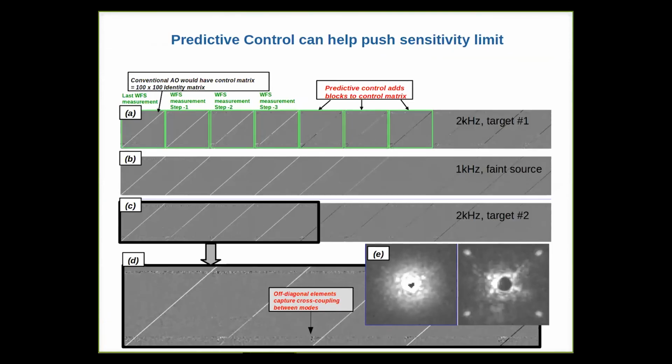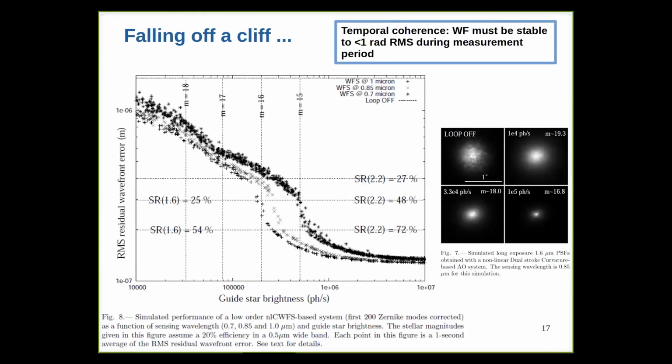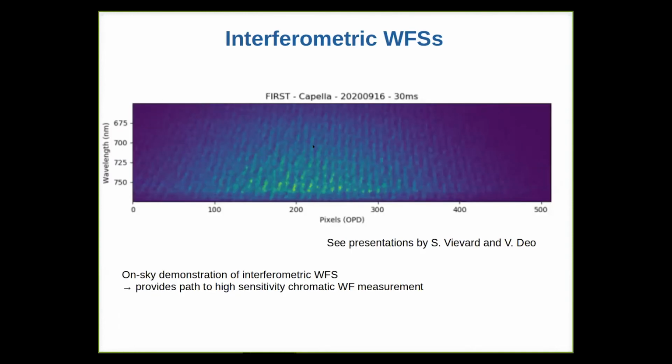And one thing, and we heard about this earlier yesterday, that's going to help a lot is also predictive control. So this is on-sky results from predictive control, which really shows that we can use measurements that are 10 to 20 milliseconds old with very good information content. So the coherence time essentially is increased, leading to a boost in sensitivity. So wavefront prediction should actually help us move this limit further to the fainter stars.